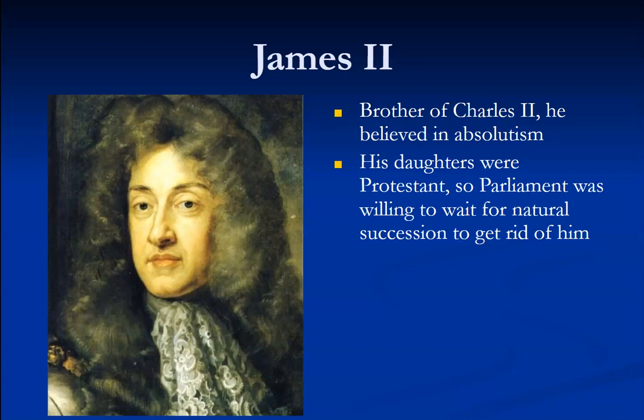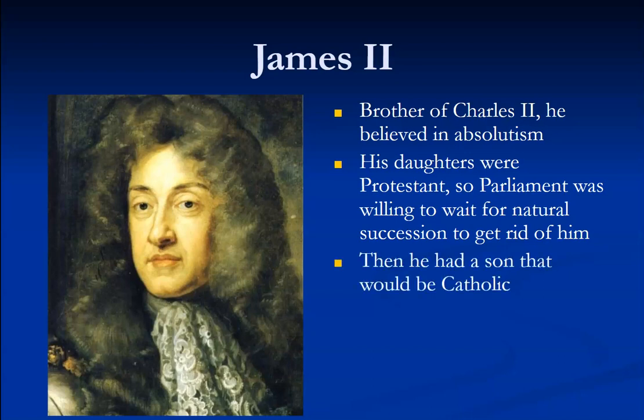However, James II had some daughters, and his daughters were Protestant. So Parliament was basically waiting for a natural succession to get rid of him. They're like, you know what? He's going to die, and one of his daughters will become queen, and she's Protestant, so we really don't have to worry about the Catholic issue.